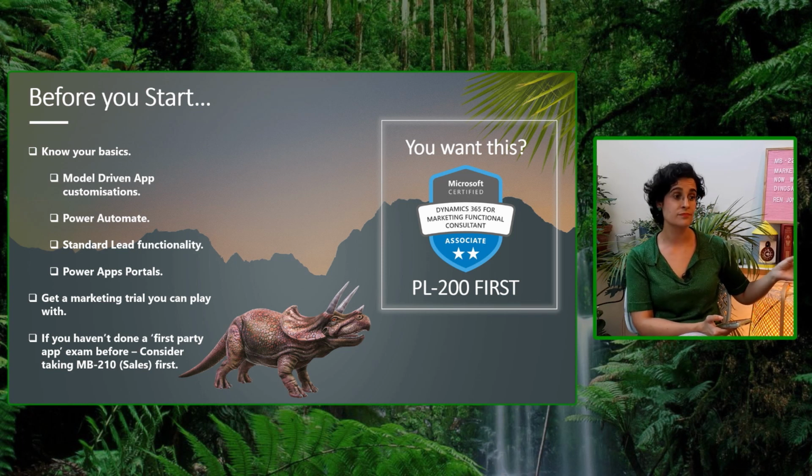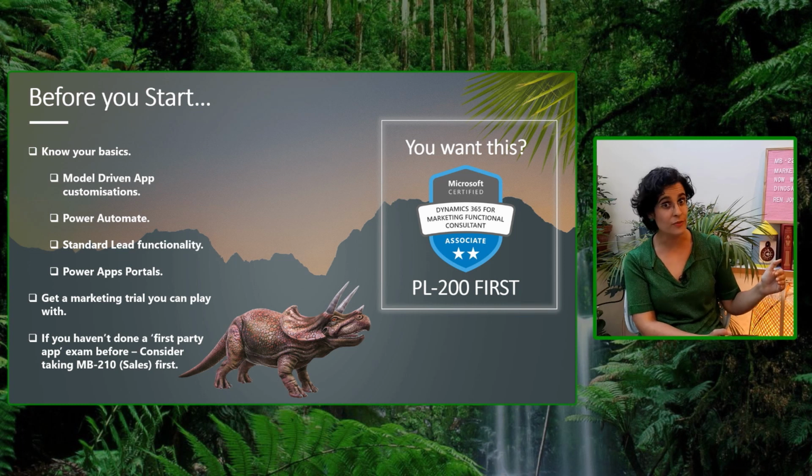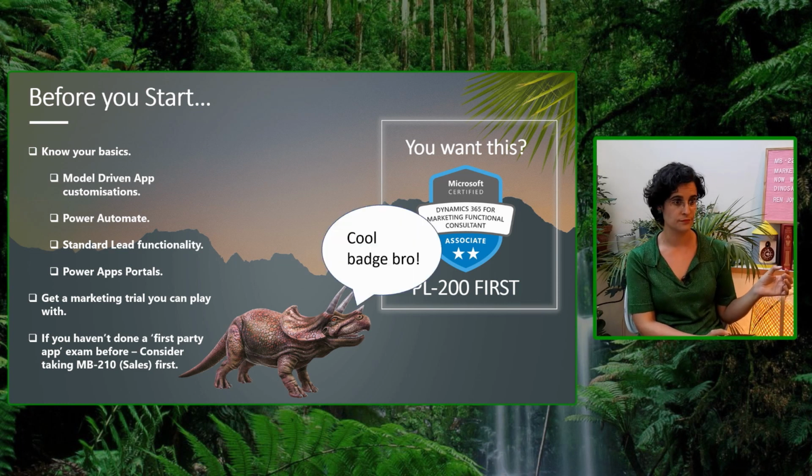And then if this is your first party app certification, I'd probably recommend you consider sales first because it's a bit easier. So just to get an idea of the kind of questions that you'll come across and how they're asked. And if you're doing this for the certification, bearing in mind that there are two parts to getting that functional consultant certification from the marketing application.